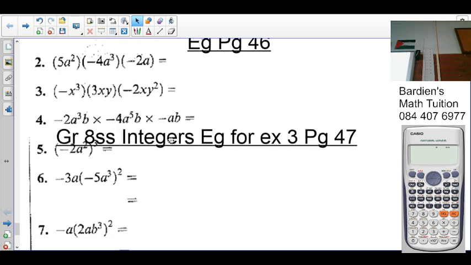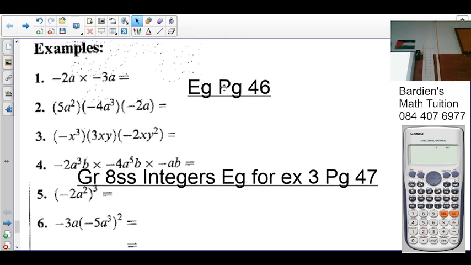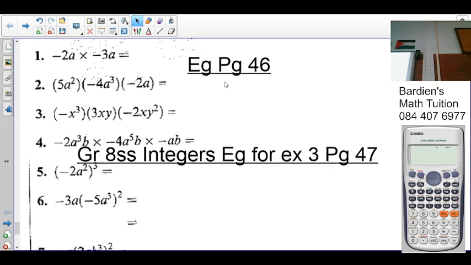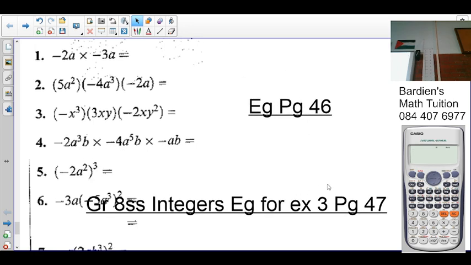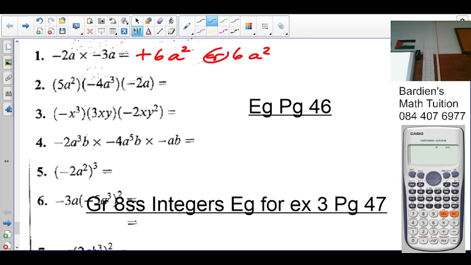Let's look at this here quickly. We got negative 2a times negative 3a. What's negative times negative? Positive. 2 times 3? 6. a times a squared, or you could have just rewritten it as 6a squared. Alright, you guys got it? Let's look at the next one.